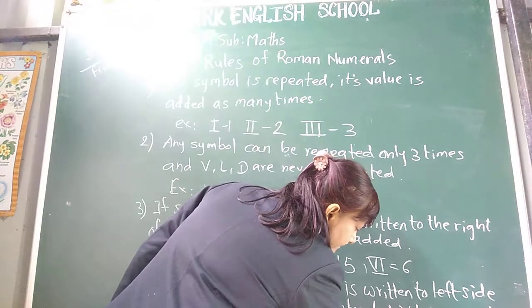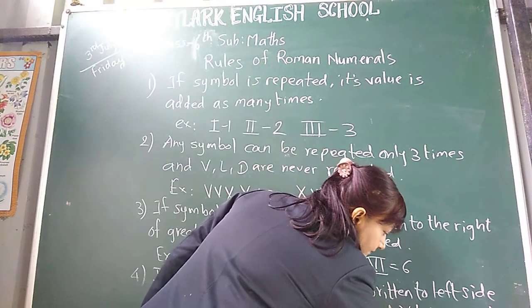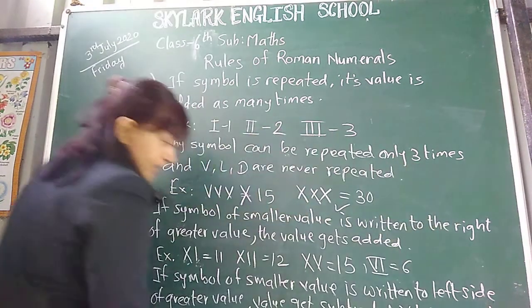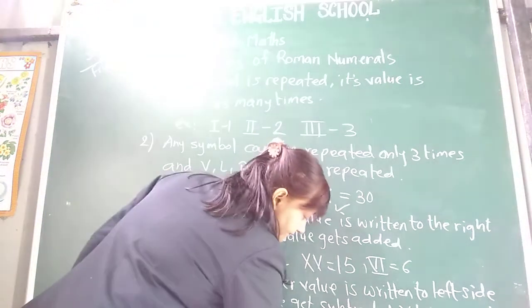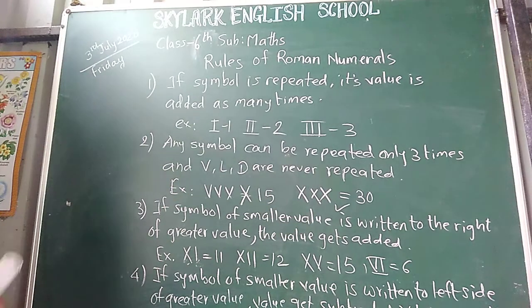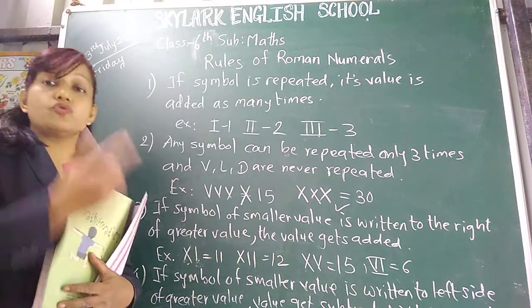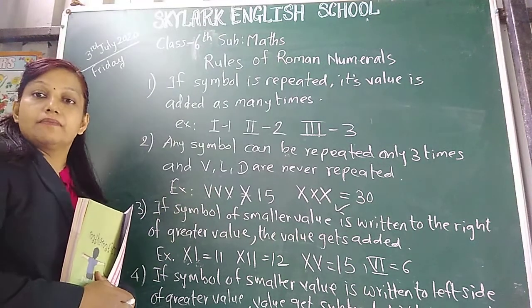Cannot be written on the left side of any number. Okay, so this is wrong. Is it understood? So these are some rules about the Roman numerals, how to write these Roman numerals. So accordingly, you can write the numbers.